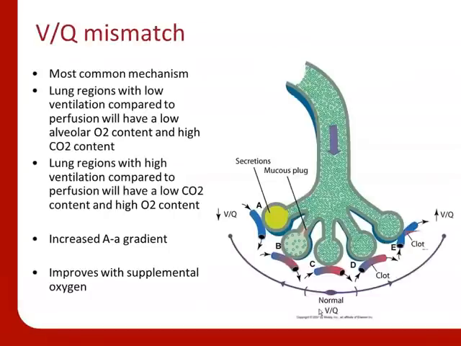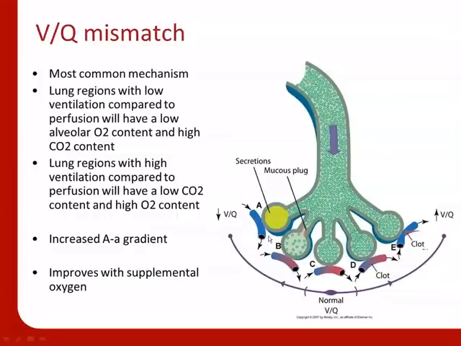The most common mechanism is probably VQ mismatch. And so if you look at the figure over in the alveolus that's labeled A, you have perfusion, but you have no ventilation. At the other extreme, on alveolus E, you have ventilation, but you have no perfusion. And so the ratio of ventilation to perfusion can go from nothing when there's a big mucus plug to very high when there's airflow, but a clot sitting in the artery or in the vasculature.